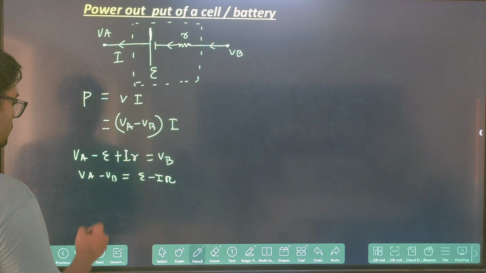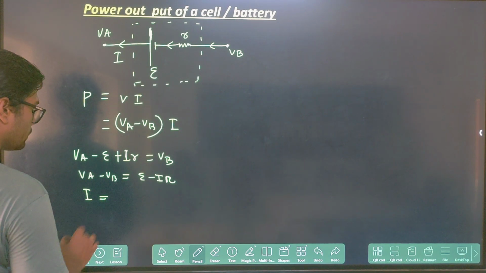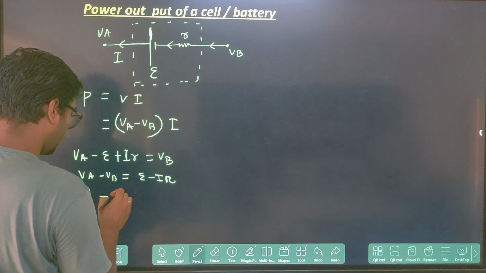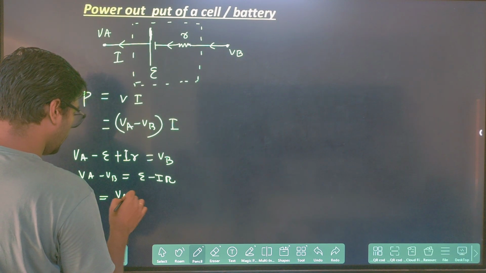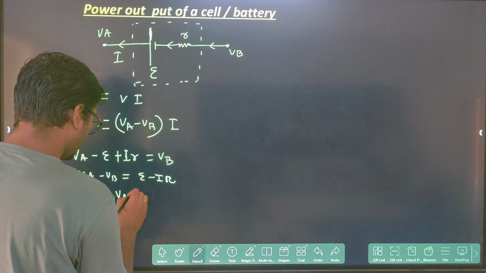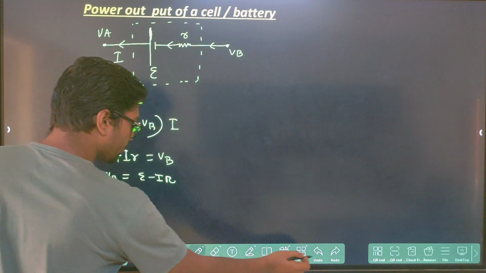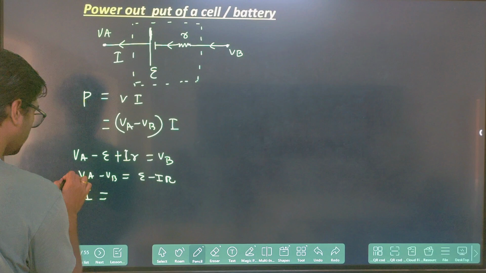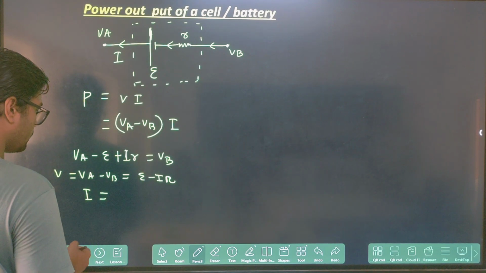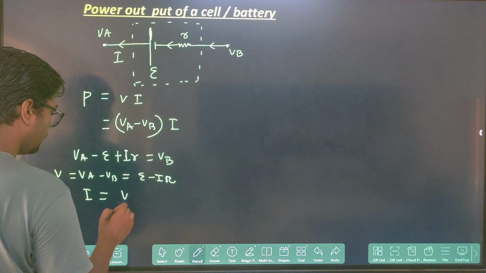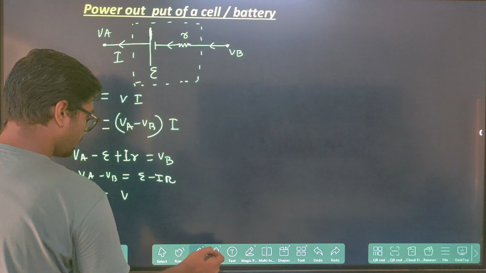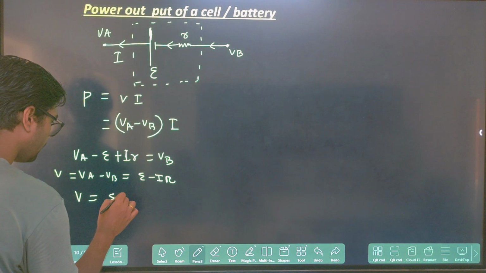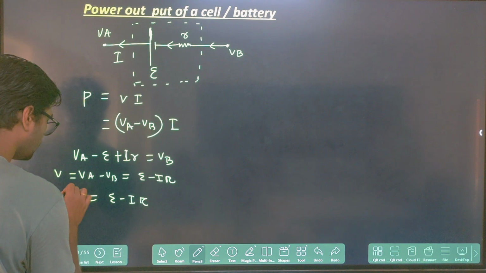So current will be how much now? So you will say that you can find out the current will be VA minus VB, that I am writing V. So VA minus VB, this will be your V. So VA minus I current will be V, or you can put here V equal to E minus IR. This thing you got.